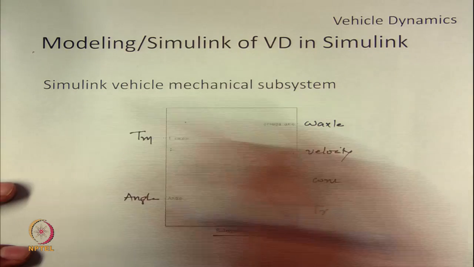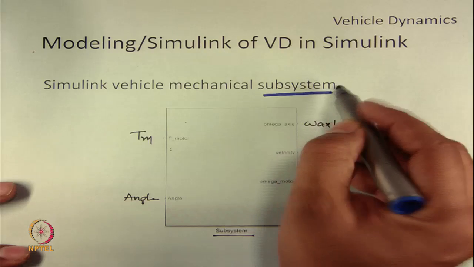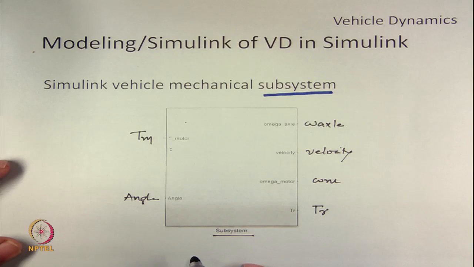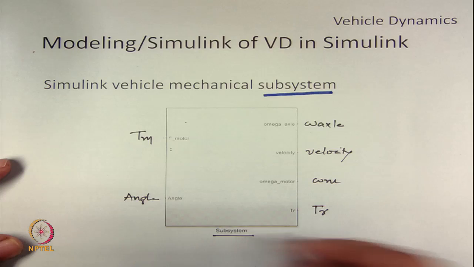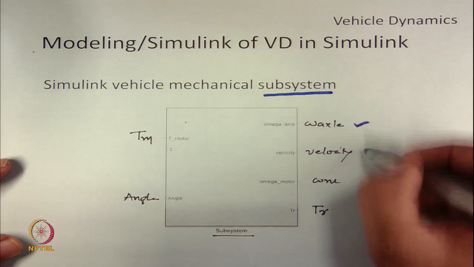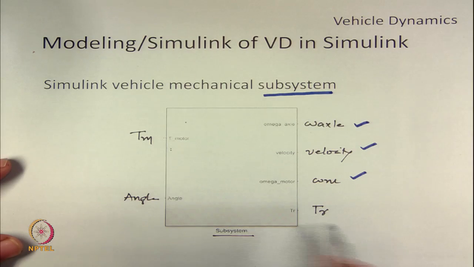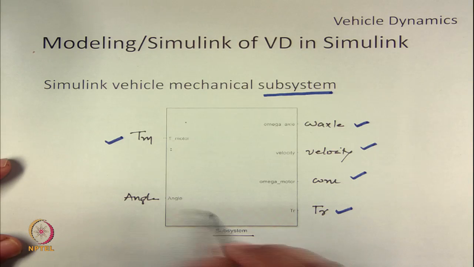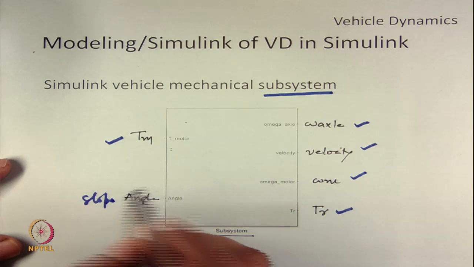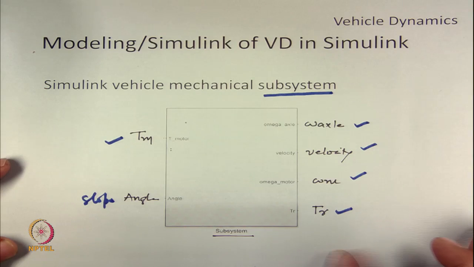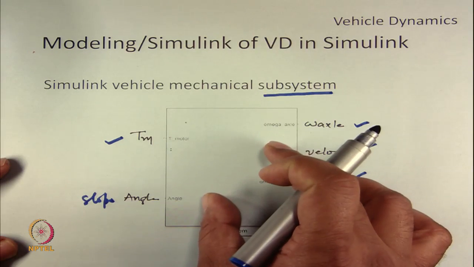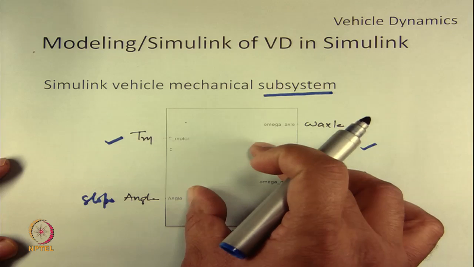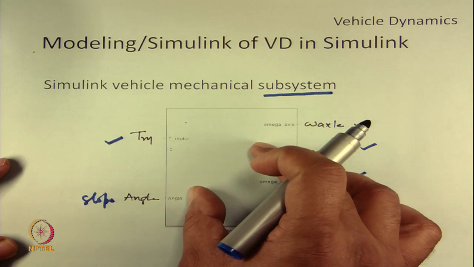So, if we do the subsystem generation for the system we have just talked about, we can create this subsystem where these are the outputs, and we can also take resistive torque as one of the outputs. Input is motoring torque and slope angle. So, this kind of block can be used to connect with the motor control blocks.